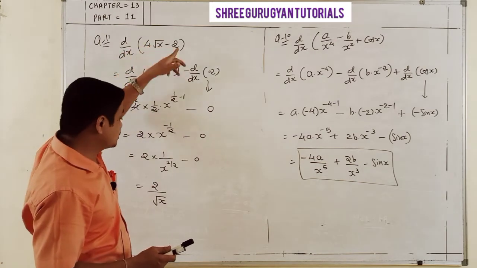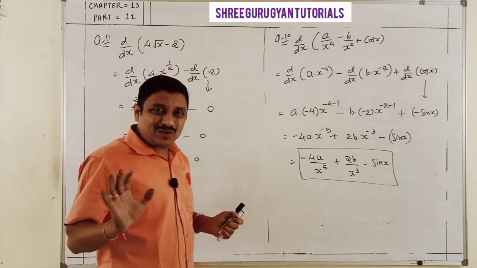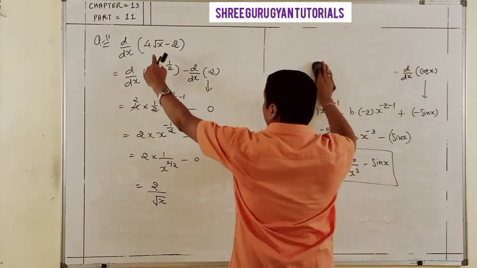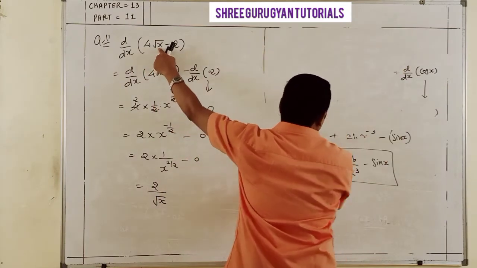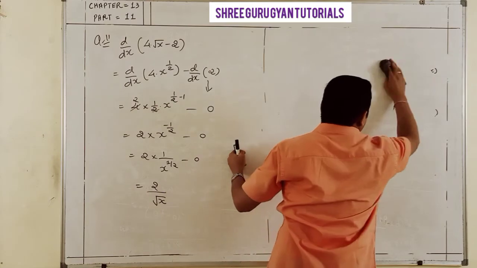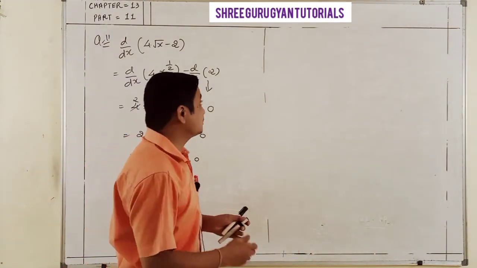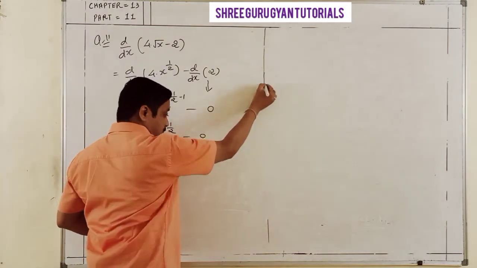Yes, and here the constant derivative is 0. So only the derivative of 4 root x remains, which is 2 by root x. Now continue. If you go directly, then the derivative of 4 root x is 1 by 2 root x, and that also gives the answer. But showing the method wise is best. Continue. Question number 12.